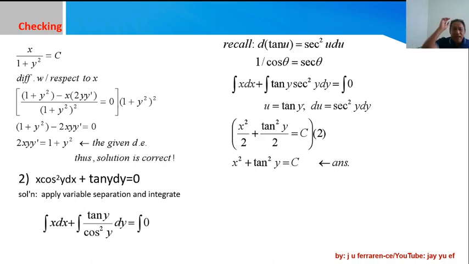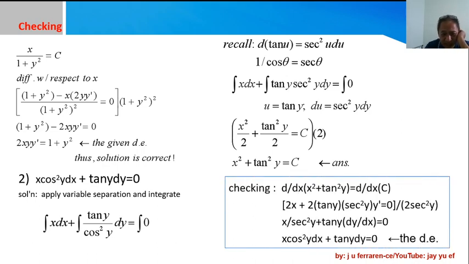So, I'm now increasing the exponent by 1, no? Squared over 2, x squared over 2, tangent squared over 2, that's equal to c. Removing your 2 here, that is twice c, but that can still be called a c. So that is the answer: x squared plus tangent squared y equals c.